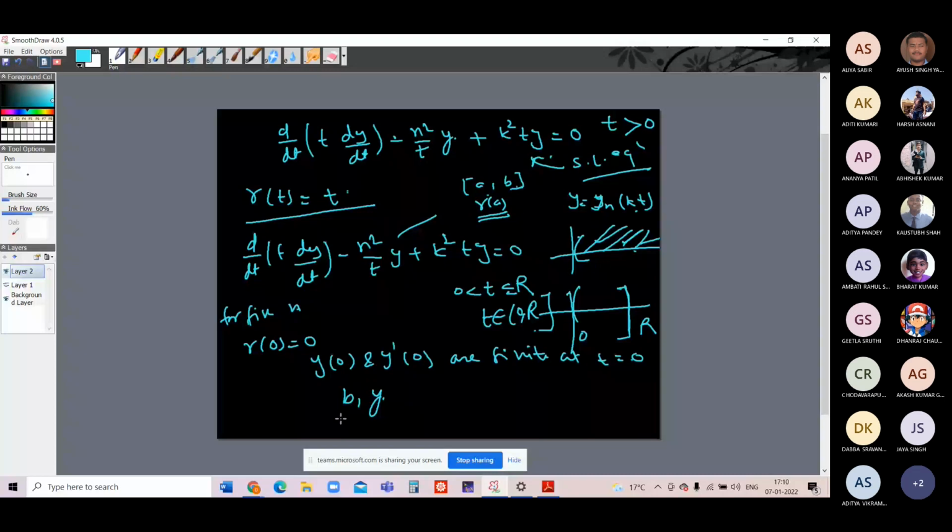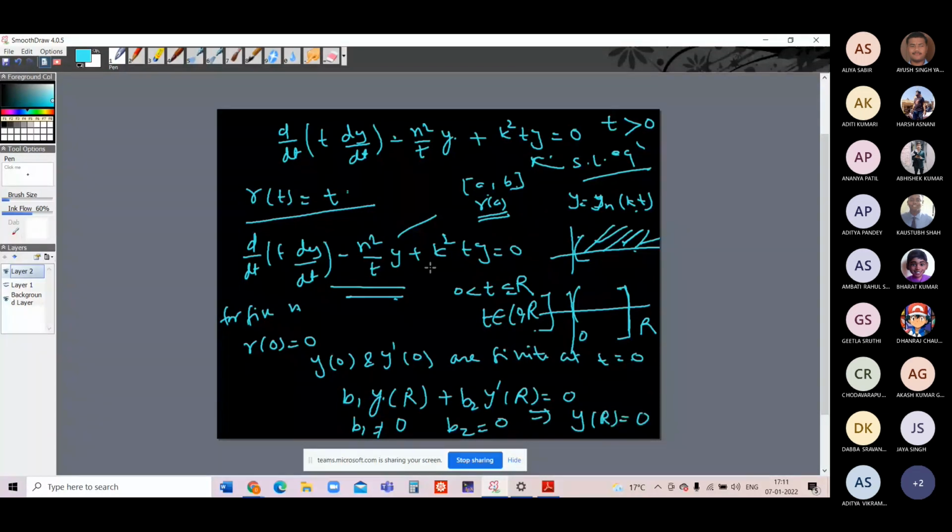So b1 yr plus b2 y dash r will be 0. Under this equation we will solve it. As we know that both b1 and b2 cannot be 0, here we are choosing particularly b1 is not equal to 0 and b2 is 0. So our boundary condition will be b1 yr is 0. b1 is a non-zero quantity, so this equation will be reduced to yr is 0.